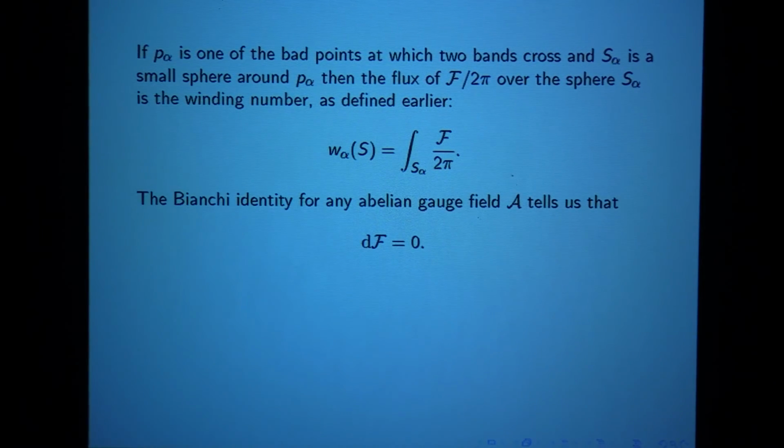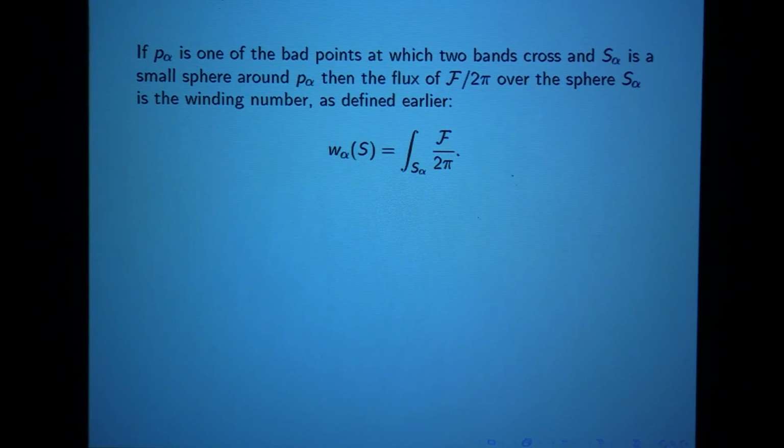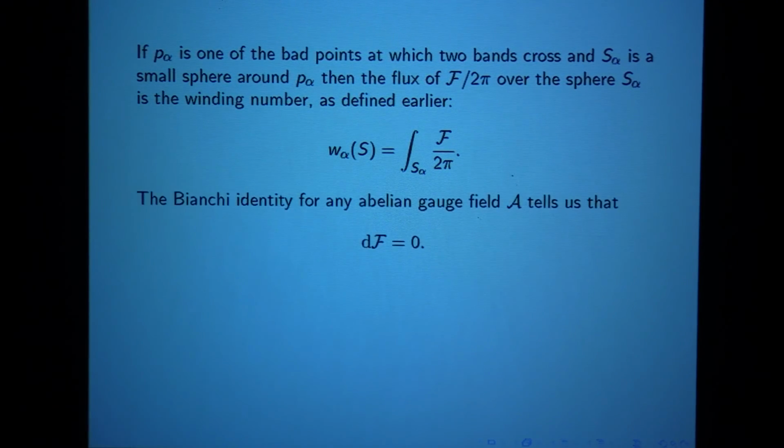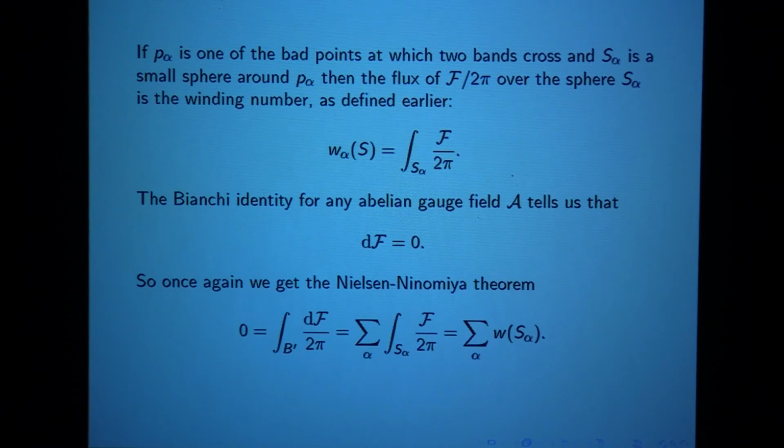And when you have this reinterpretation, then it's natural to repeat the derivation we gave before. So the Bianchi identity for any abelian gauge field, such as the Berry connection, tells us that dF is 0. And so again, we got the Nielsen-Ninomiya theorem. So it always comes from integrating 0. There are just different ways of explaining what is the 0 that's being integrated. So in this formulation, 0 is the left-hand side of the Bianchi identity. We integrate 0 over the Brillouin zone with the bad pieces removed. And Stokes' theorem says that that's equal to the sum over the boundaries of the Berry flux over the given boundary. And that's the sum of the winding numbers.